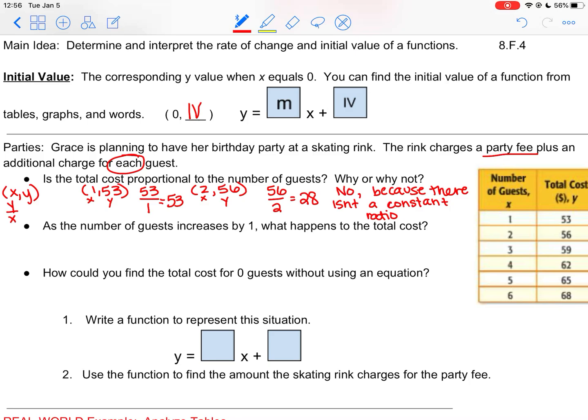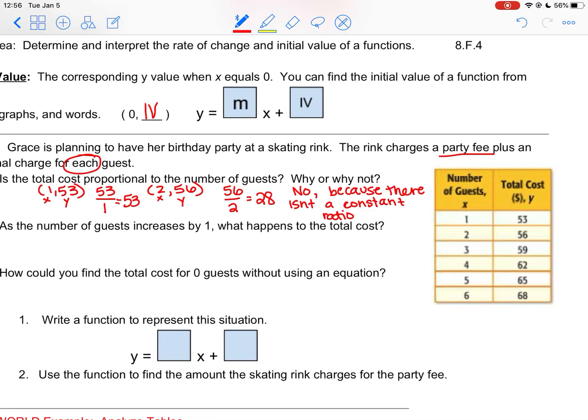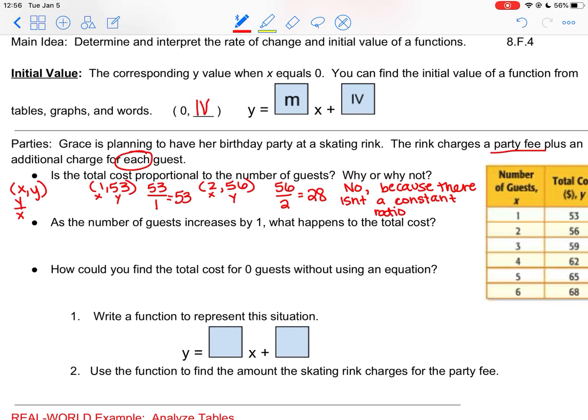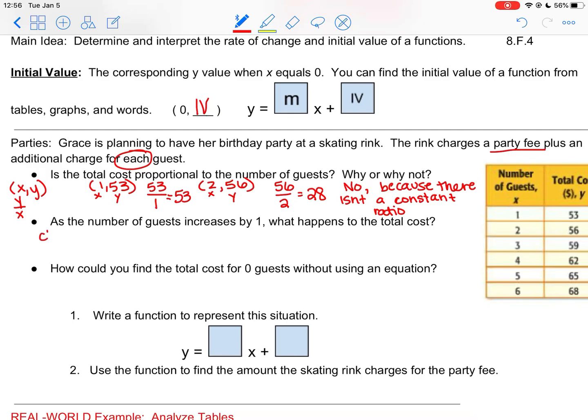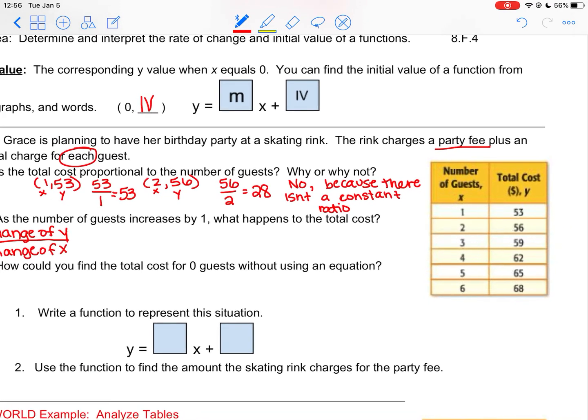In order to find that initial value, the first thing we're going to need to find is the constant rate of change. As the number of guests increases by 1, what happens to the total cost? This is asking me to find the rate of change from this table. When we're finding rate of change, we did change of y over change of x. Instead of using a single point now, we need at least 2 points to find that change. In the table, we can find our change of x and our change of y by looking at how it's moving as we go through the table.